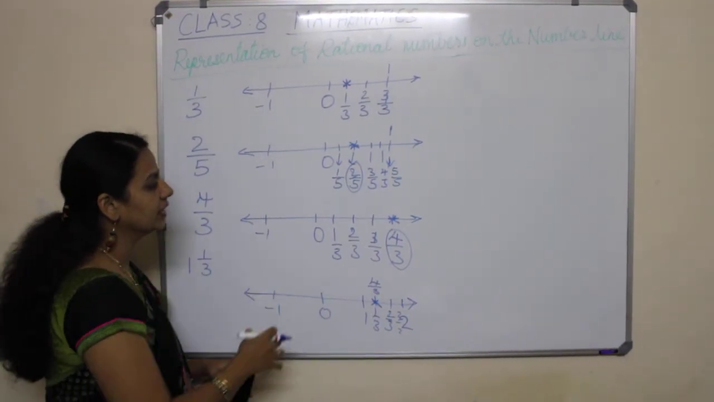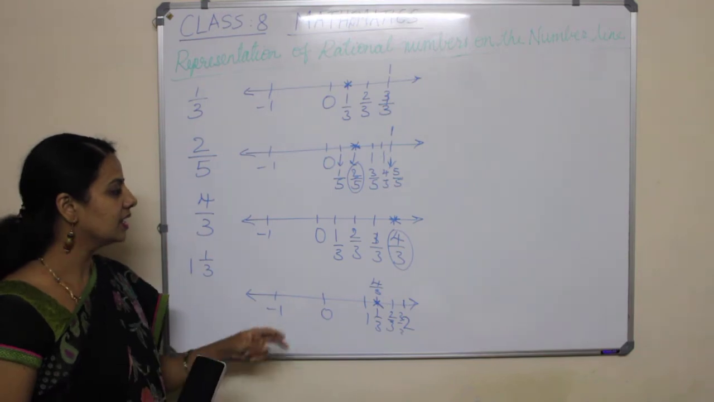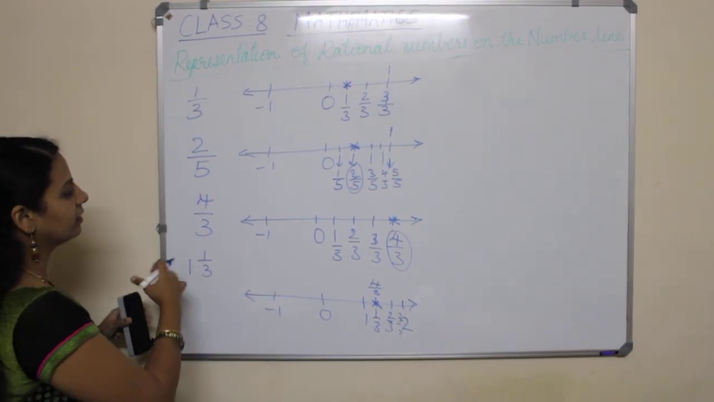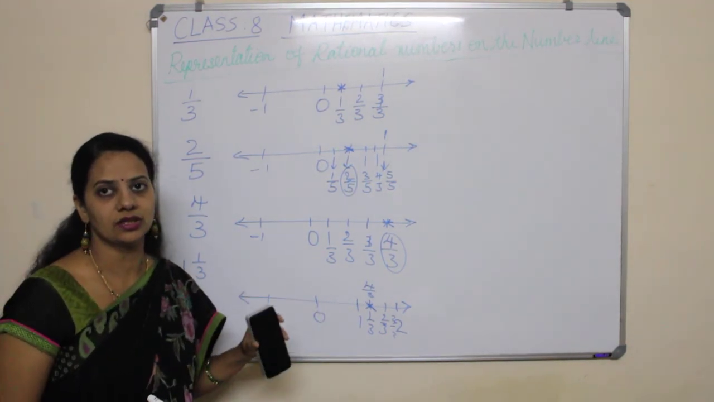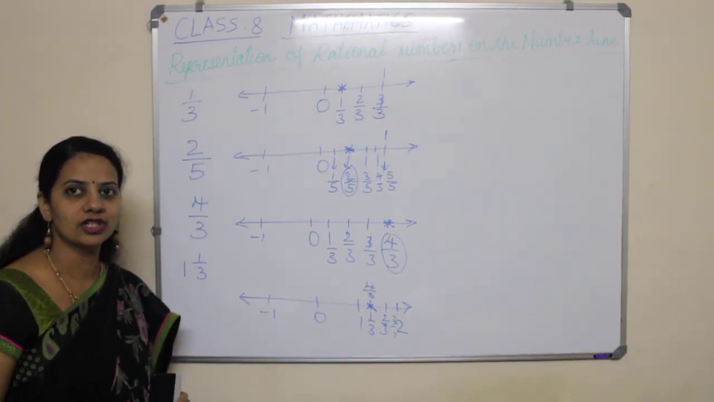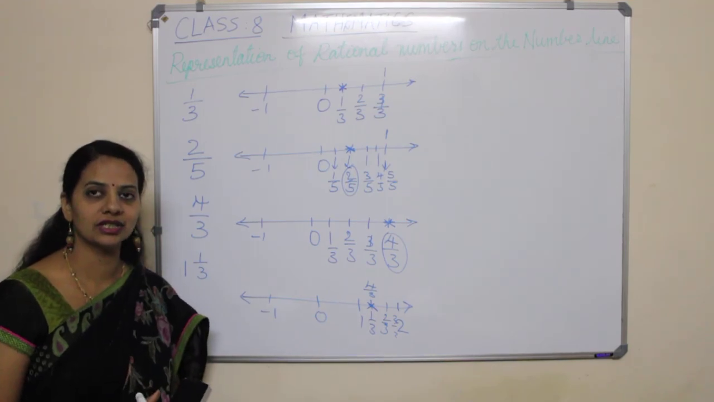So this is how we represent rational numbers on a number line. The same way with negative numbers. If you have negative numbers, they come to the left side of the 0. So I hope you have understood this much.